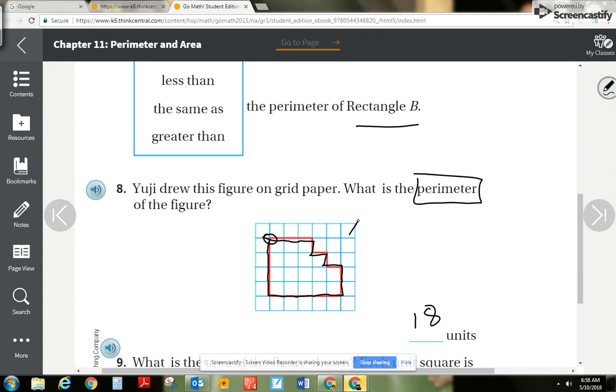Make sure that you're very careful around these steps. Lots of times kids count the corners. Perimeter is not counting the corners or the vertexes. It's counting the number of sides. So be careful with your counting on a problem like number 8.